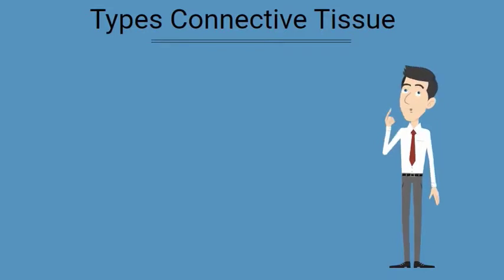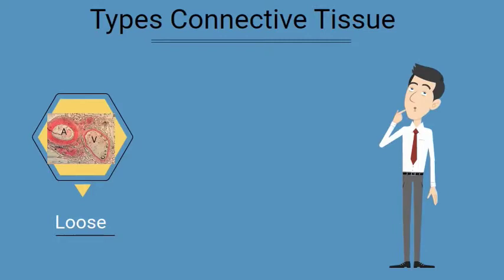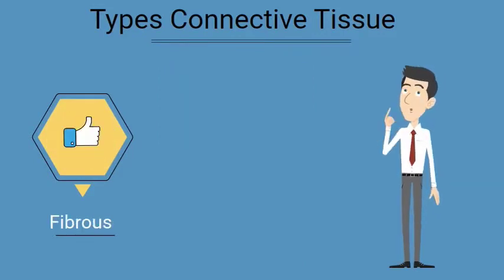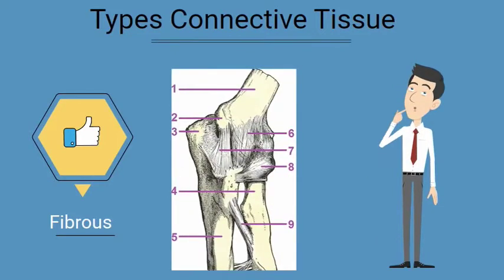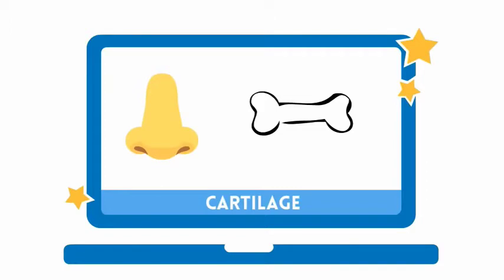First up is loose connective tissue. It is composed of collagen and elastic fibers. It is found in and around blood vessels and organs. Next, you have fibrous connective tissue. They have a large amount of collagen and few cells. They are found in tendons and ligaments. Cartilage is a connective tissue. It is found at the end of bones and in our nose and ears.